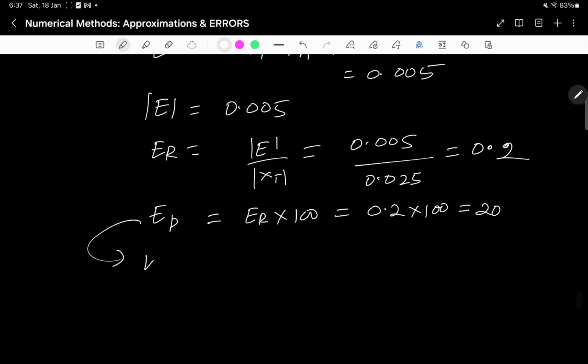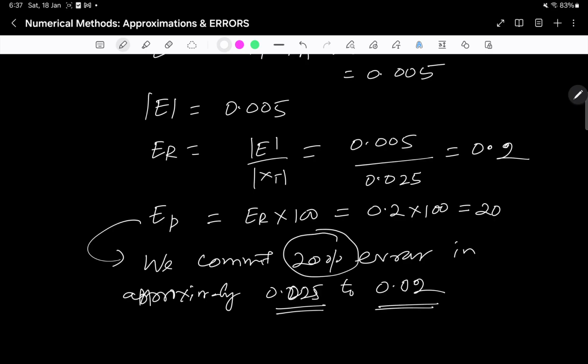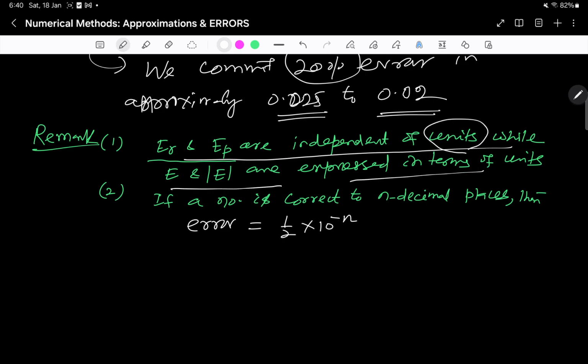So on this basis we write, we commit 20% error in approximating 0.025 to 0.02. In approximating this, how much error are we committing? This means it is free from the unit of measurement in any form. As I have told you, the relative error and percentage error are free from units, while the error or absolute error are expressed in terms of the units.